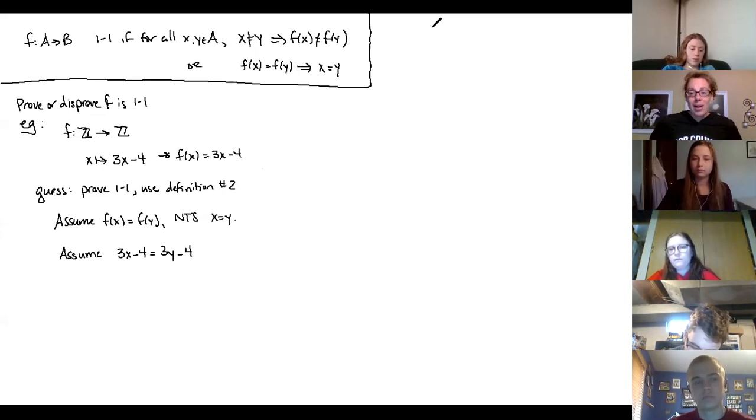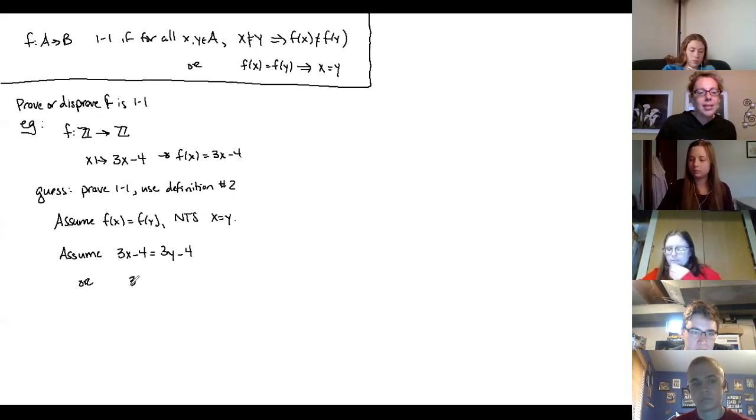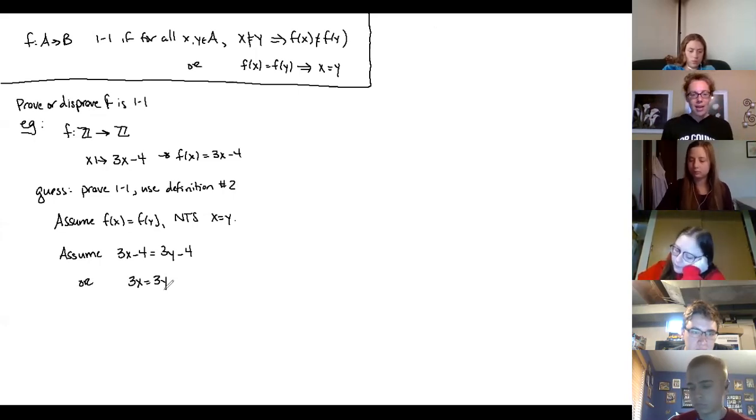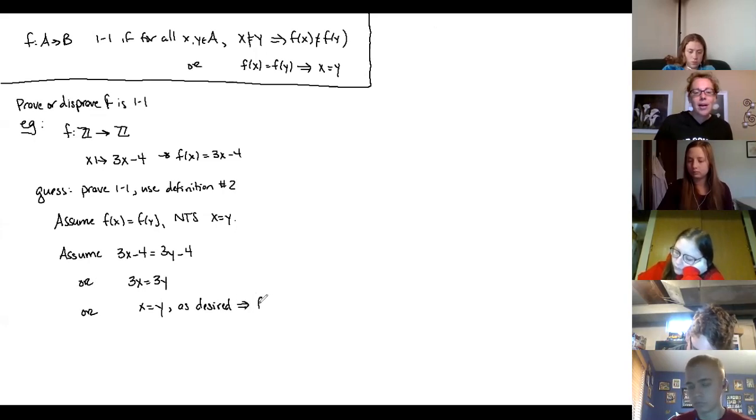This is an assume equation, so I can work on both sides of it. If I wanted, I could start on one side of my need-to-show equation and work to the other side. I could if I wanted, but I have a ready-made equation here and I am allowed to work on both sides of it. So we can assume this, or we can say that 3x equals 3y if we cancel the minus 4 from both sides, or we can divide by 3 and say that x equals y. That's good. We'll go with as desired. And so therefore, f is 1-to-1.